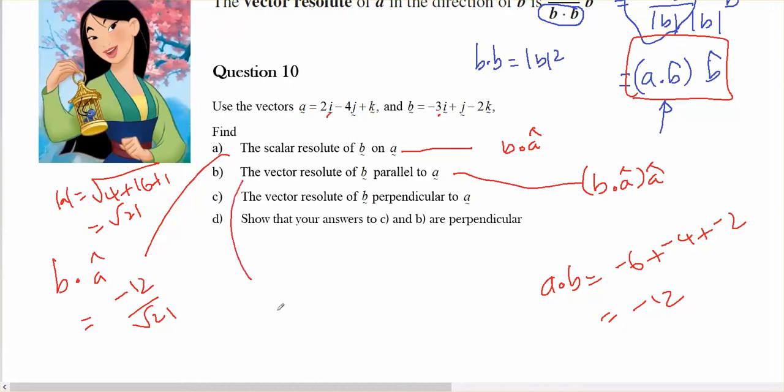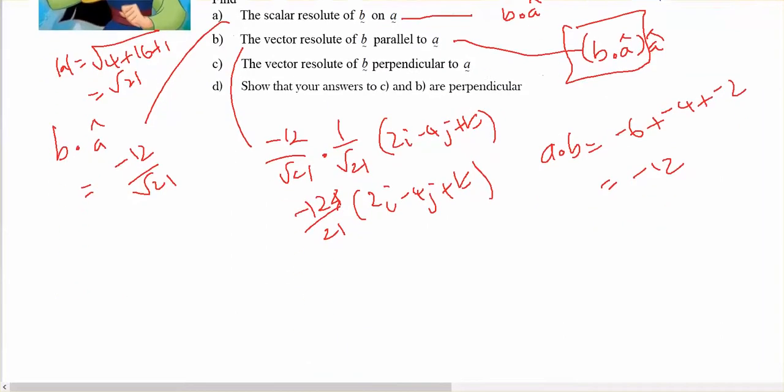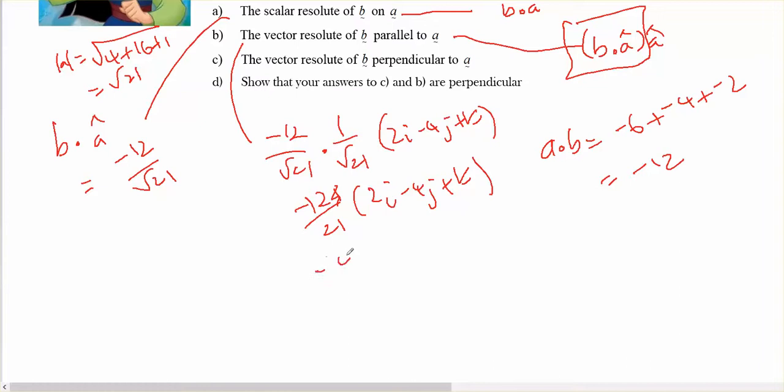To find out the vector resolute, it's this bit which I've already worked out, which is negative 12 on the square root of 21 times A hat, which is 1 on the square root of 21 times 2i minus 4j plus k, which is going to equal negative 12 on 21 times 2i minus 4j plus k. Now I can see a simplification there. There's a 3, so minus 4 on 7, 2i minus 4j plus k.